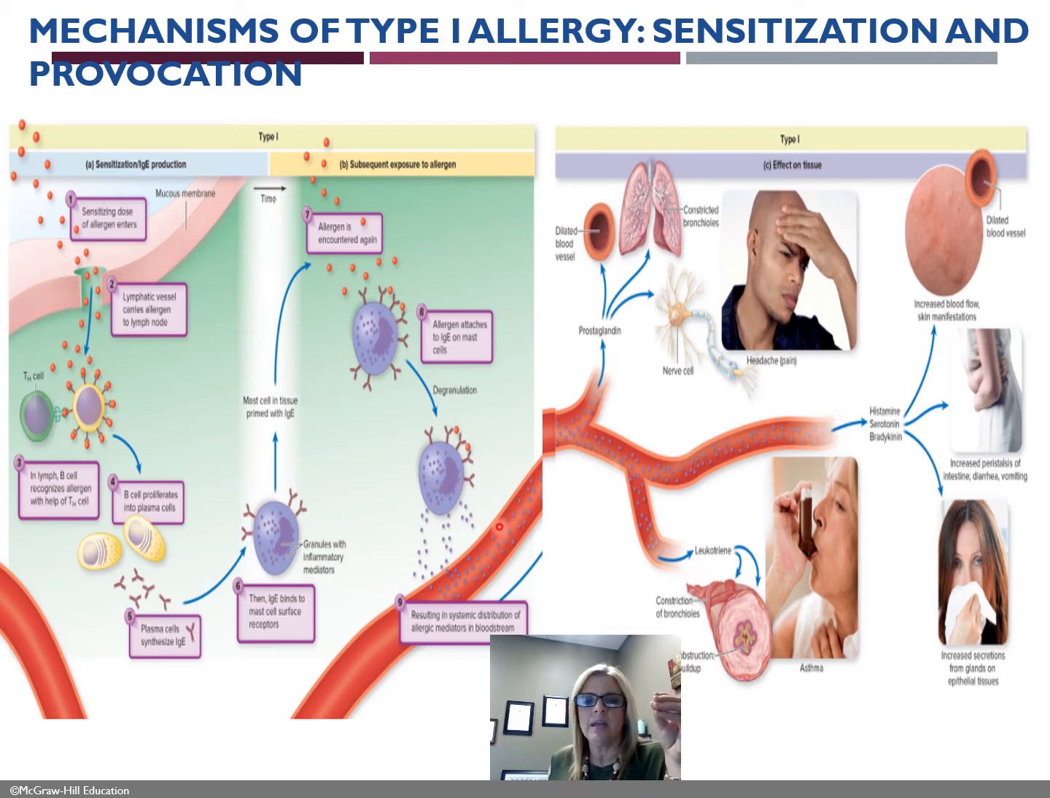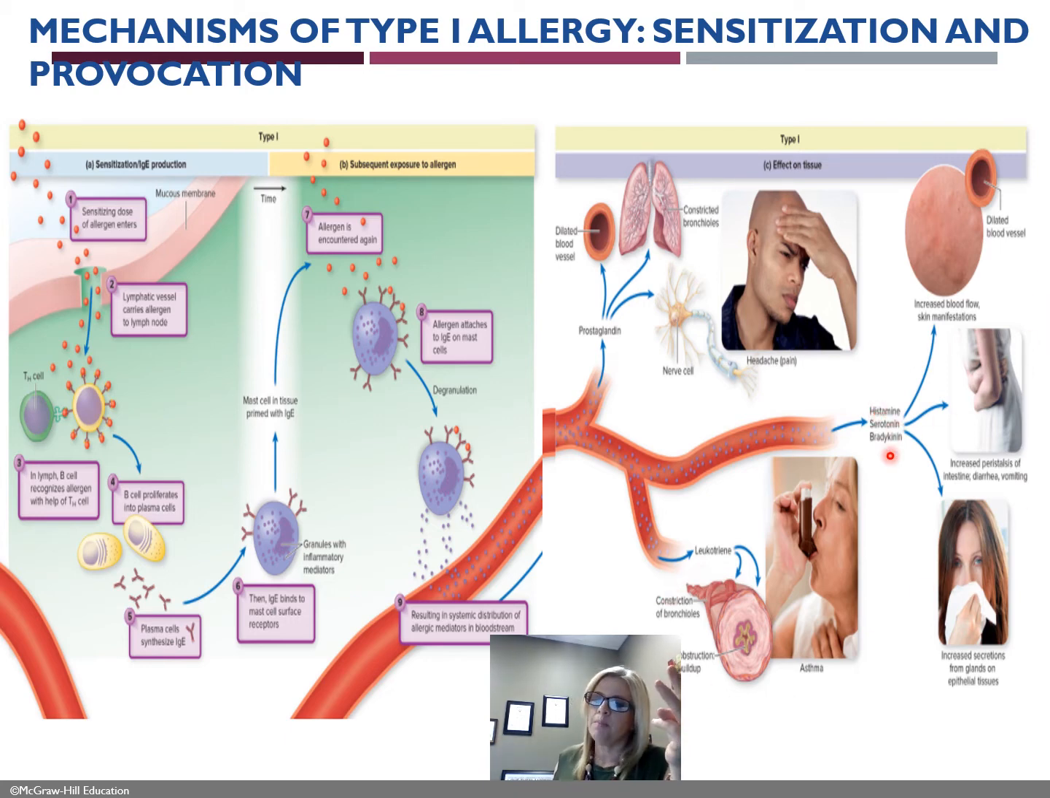So these chemicals are going to be released into your bloodstream, and that's going to be your allergic mediators, all right? In this case, we said it was cytokines, and what did the cytokines do? They cause inflammation. You're going to have blood vessels dilate. You're going to have restricted bronchioles here, okay? You can get a headache because your nerve cells are being stimulated there. You're going to have the release of leukotrienes, all right, and that's going to cause constriction of your bronchioles and obstruction of your airway with a little mucus buildup there.